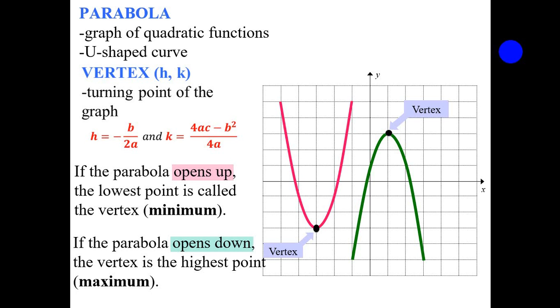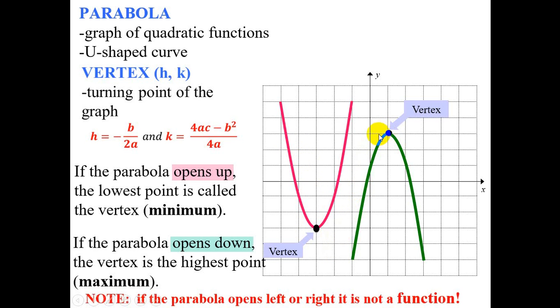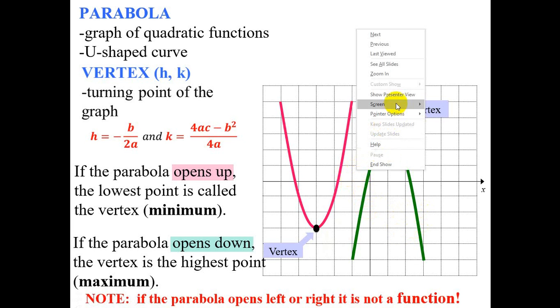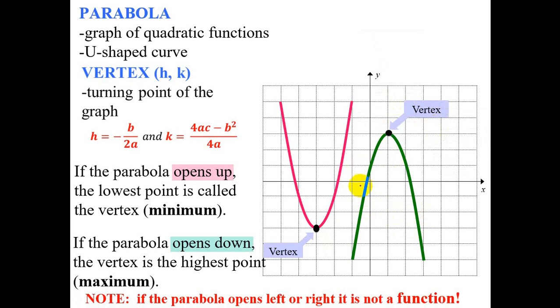The next thing is, if the parabola opens up just like the pink graph that you are seeing, the lowest point is what we call the vertex or the minimum. And if the parabola opens down, the vertex is the highest point or what we call the maximum of the graph. Now, take note that if the parabola opens left or right, it is not a function. Again, if the parabola opens left or right, it is not a function. So how did we say that? The graphs that you are seeing are opening up or down. So those are supposed to be the direction of the opening of the graph.